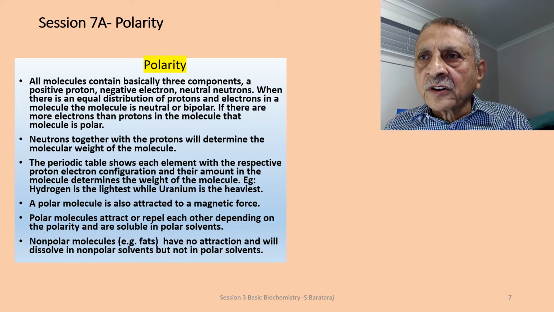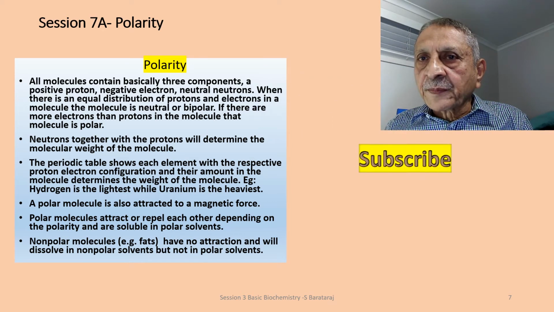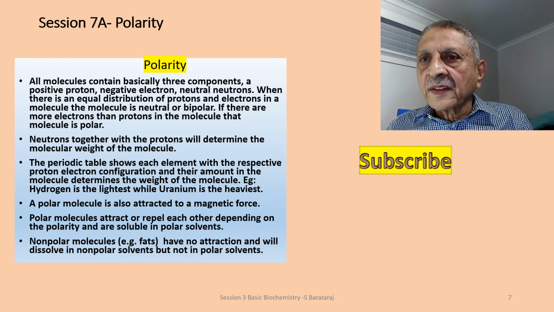Neutrons and the protons will determine the molecular weight of the molecule. So if you have more neutrons and protons, the molecular weight will increase. So the periodic table will show exactly each of the elements, their respective proton and electron configuration, and the amount in the molecule that determines the molecular weight. For example, hydrogen is the lightest and uranium is the heaviest. Hydrogen has only got one proton, and uranium has got very many protons and neutrons. Therefore, that contributes to the weight.